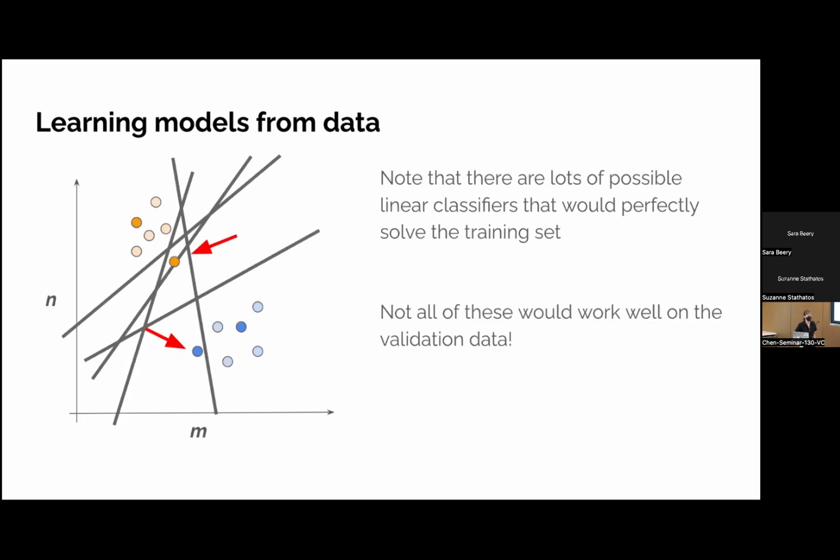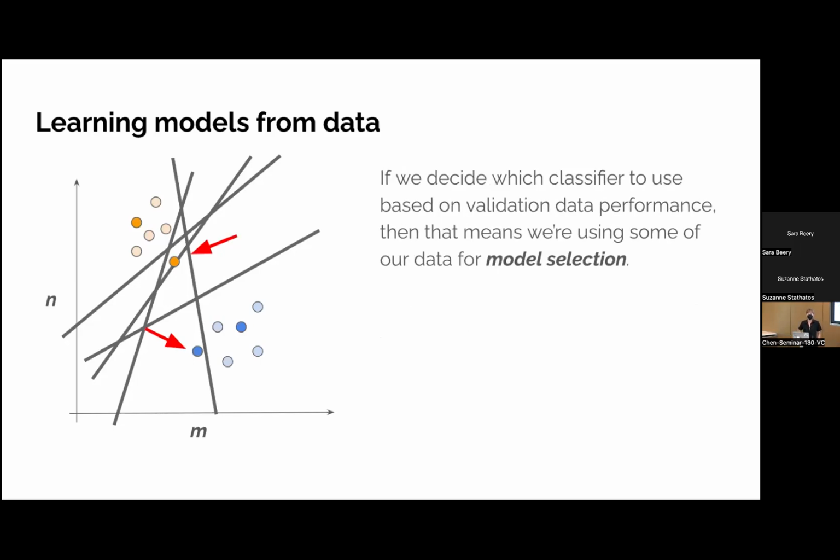Then not all of them are right on that validation data. And so here, you probably would look at the results on this validation data, and you wouldn't pick one of the models that's wrong on the validation data. But this actually means that you're using the validation data to select your model, right? So if we decide what classifier is the best based on how it does on the validation data, that means we're using data for model selection. And so then if you're using data for model selection, then it's not actually unseen data.